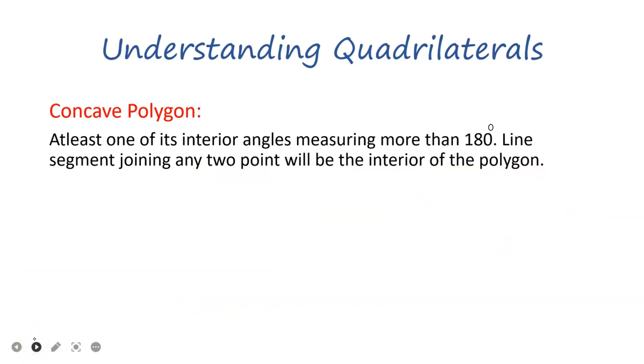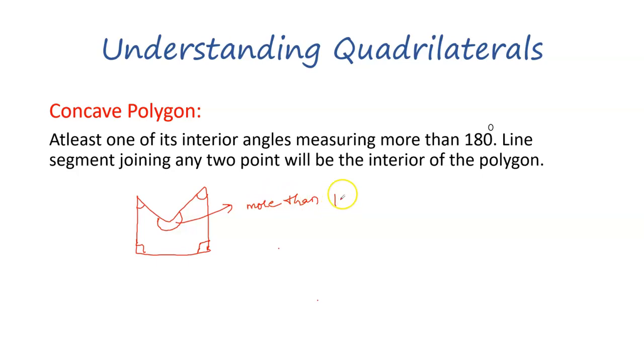And a concave polygon has at least one of its interior angles measuring more than 180 degrees. For example, if I have a structure like this, here it is less than 180 degrees, here it is less than 180 degrees, here also it is less than 180 degrees. But what about here? This angle, any one of the interior angles will be more than 180 degrees. So we can say that type of polygon is a concave polygon.